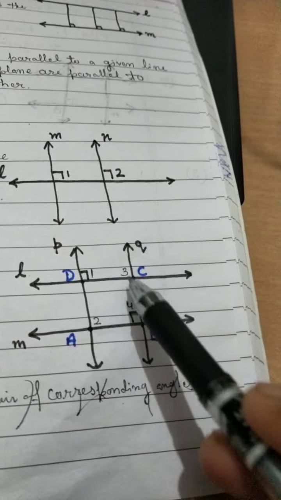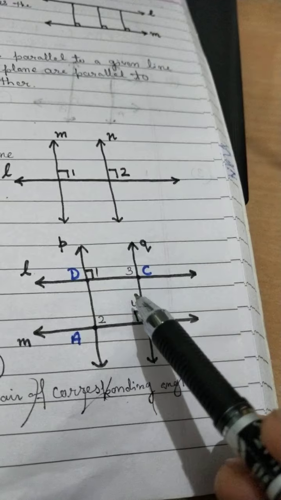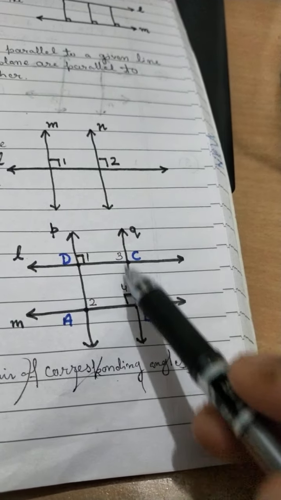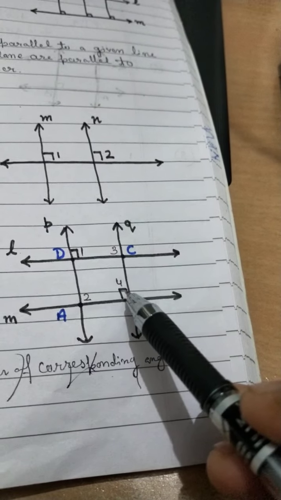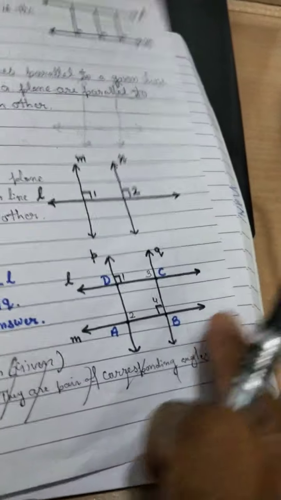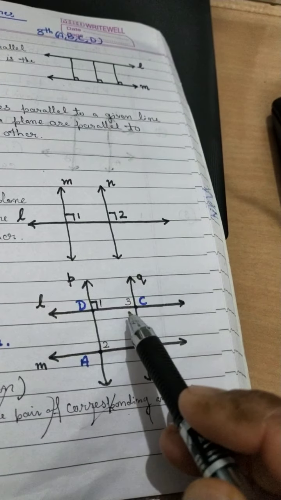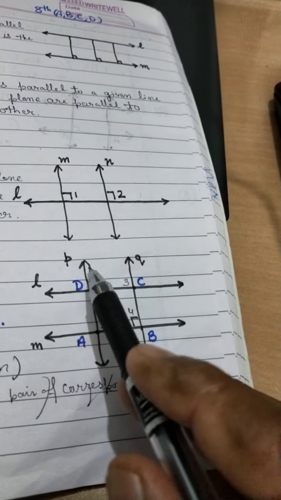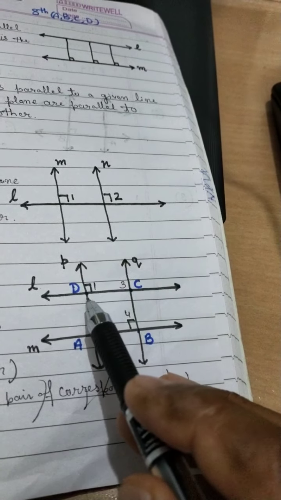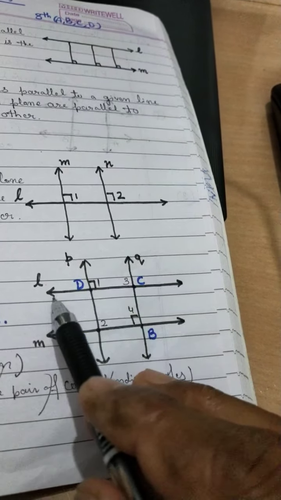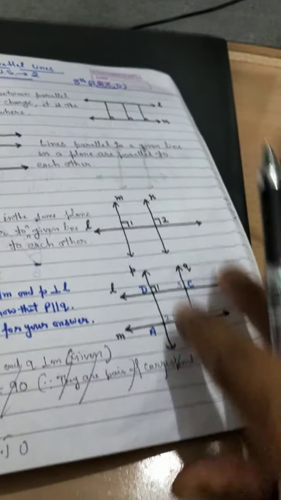Angle 3 is equal to angle 4. These are pairs of corresponding angles, which means the lines will be parallel. Now, if angle 3 is equal to 90, it means that Q is also perpendicular to L. It is given that P is perpendicular to L. So two lines in a plane which are perpendicular to a given line are parallel to each other.